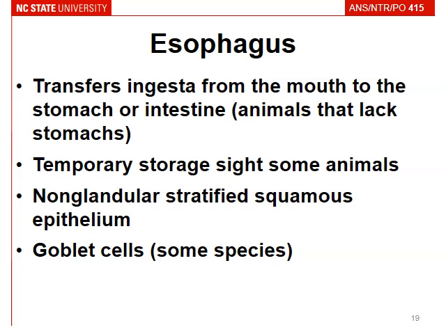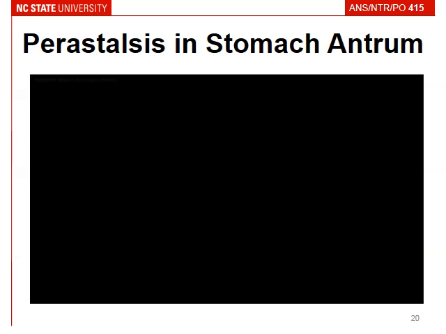And the esophagus is a non-glandular stratified squamous epithelium. So there aren't any glands, there's no secretions, there's no saliva being secreted. Some species do have goblet cells, and these goblet cells actually secrete mucus, but goblet cells are not glandular. So some species do have goblet cells, but there are no glands. And this stratified squamous epithelium is similar to how the skin is.